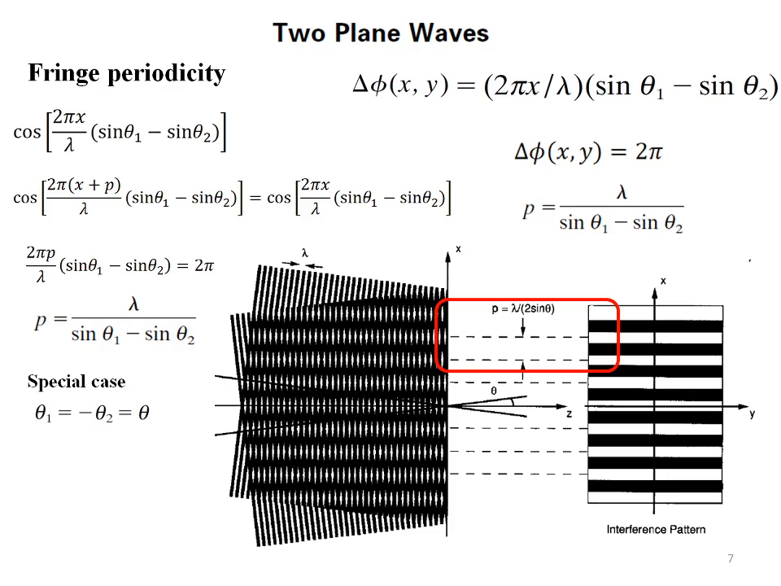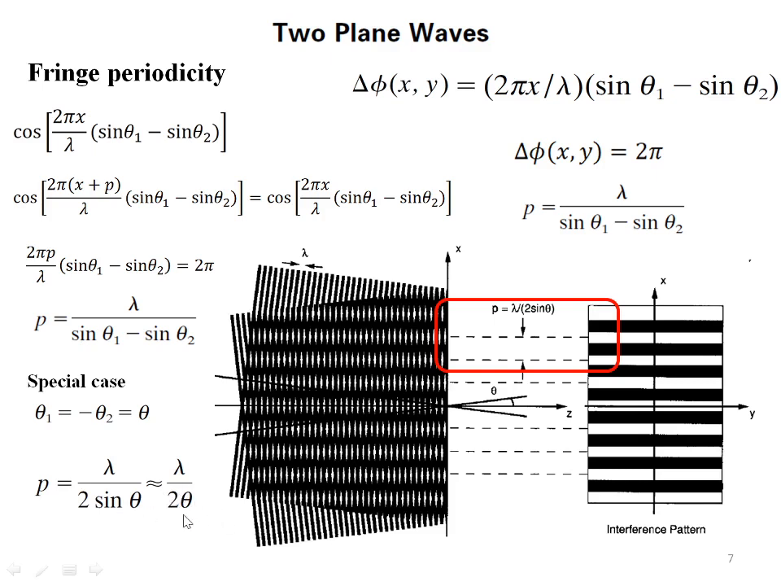Okay, let's move back to the special case. In this case, theta 1 is equal to minus theta 2 is equal to theta. So this is the first beam making some angle theta, and this is the second beam making an equal value of angle but in the negative direction, that is minus theta, with the z axis. So this is the special case, and when we put the two, p comes out to be equal to this value. That's the periodicity.